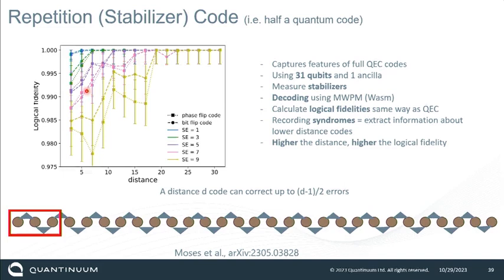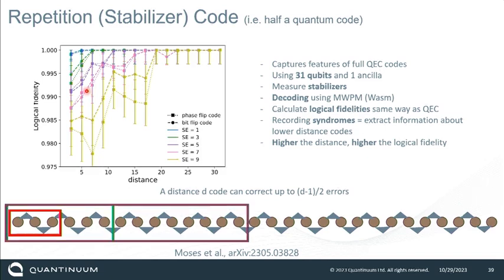How we were able to construct all the lower distance codes is because we recorded all of the syndromes. And so what was actually run live was this distance 31 code. And from all that information, you can look at all of the smaller codes by keeping track of the syndromes and the qubits they're associated with. And that is how you're able to build all of the lower distance codes.